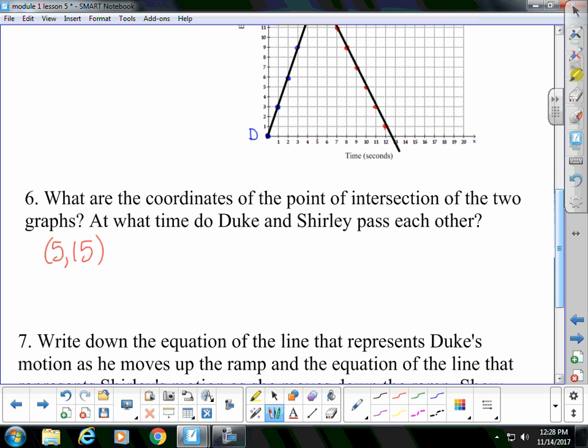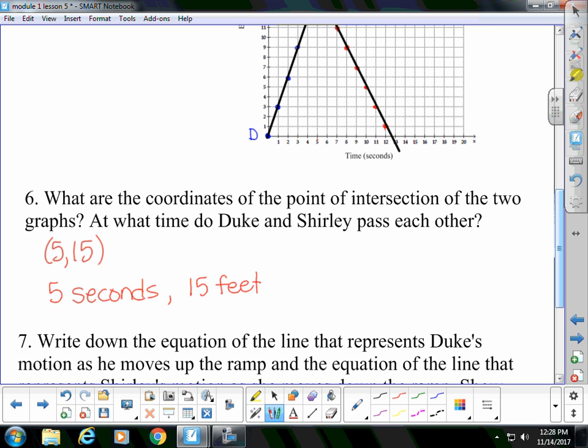And then what time do they pass each other? It would be the 5. That's the x coordinate. So they pass each other at 5 seconds. And then it doesn't ask us this, but 15 would actually be at what distance? So they're passing each other at 15 feet.